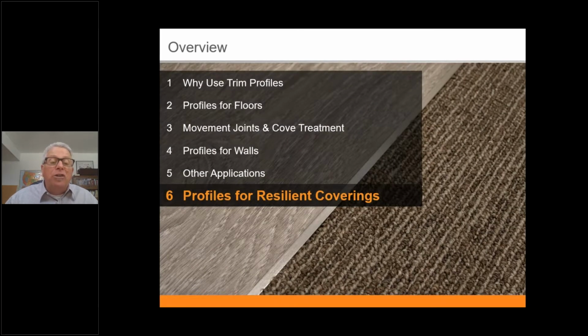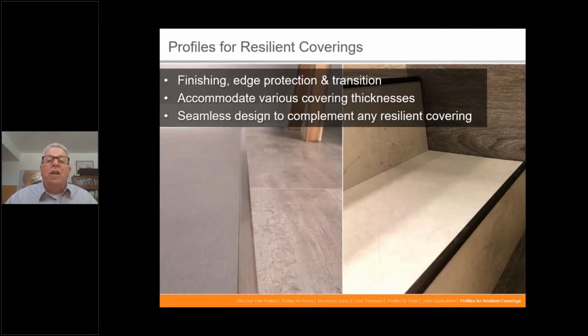And then how about some profiles for resilient coverings? Very popular out there, luxury vinyl planks, tiles, those type of things. We have a small series, and they are on the market, of profiles that will actually do this. So they'll do the edge protection, do the transition between different coverings of thickness, and then you can design this in to complement your resilient covering.